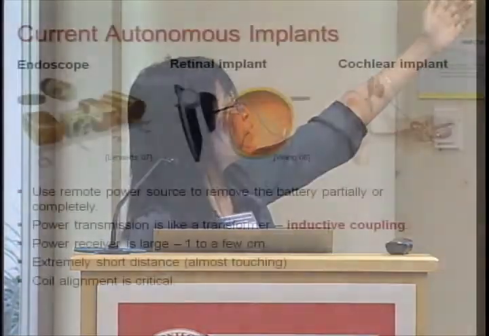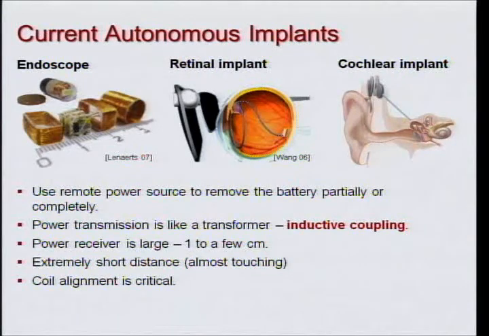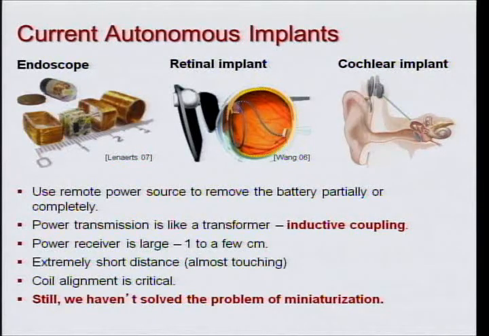And this is nothing new. It applies in, for example, the electric toothbrush and other daily gadgets. But the problem with those devices is that they use inductive coupling, like a transformer operating at very low frequency. For example, in these implants shown here with wireless powering, the power carrier is 1 megahertz or lower. Because of the low carrier frequency, the devices are very large. The receive antenna, which is the blue coil in the retina implant, or the disc in the cochlear implant, is the same size as the transmit antenna. Therefore, with all these solutions utilizing wireless powering, we haven't solved the problem of miniaturization. We just shifted the problem of a bulky battery to a bulky antenna.